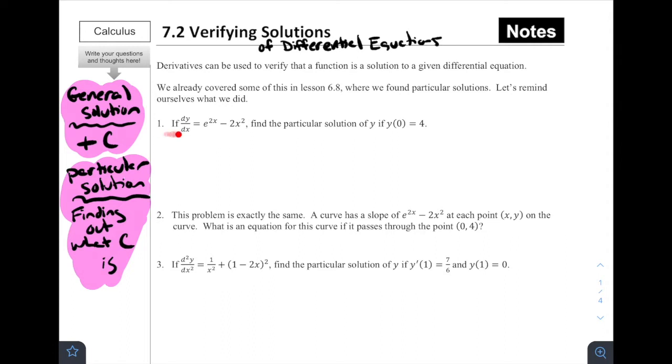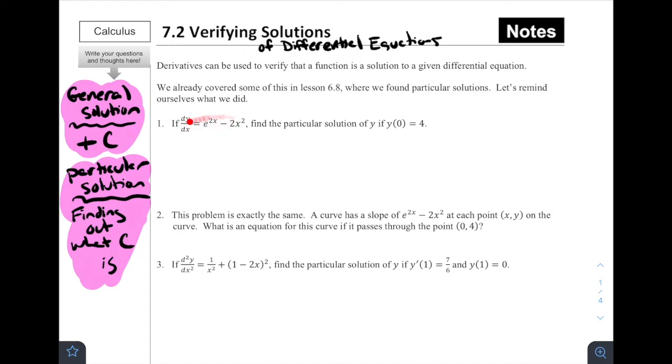Let's see this here in number 1. So we're saying if dy dx is equal to e to the 2x minus 2x squared, find the particular solution of y if we know that y of 0 is equal to 4. So first off, they're asking us to find that particular solution, so we're going to find out what that c is. But the thing that allows us to do that here is that they're giving us this starting point. We know that for the y function, if you plug in x equals 0, you're going to get an output of 4.